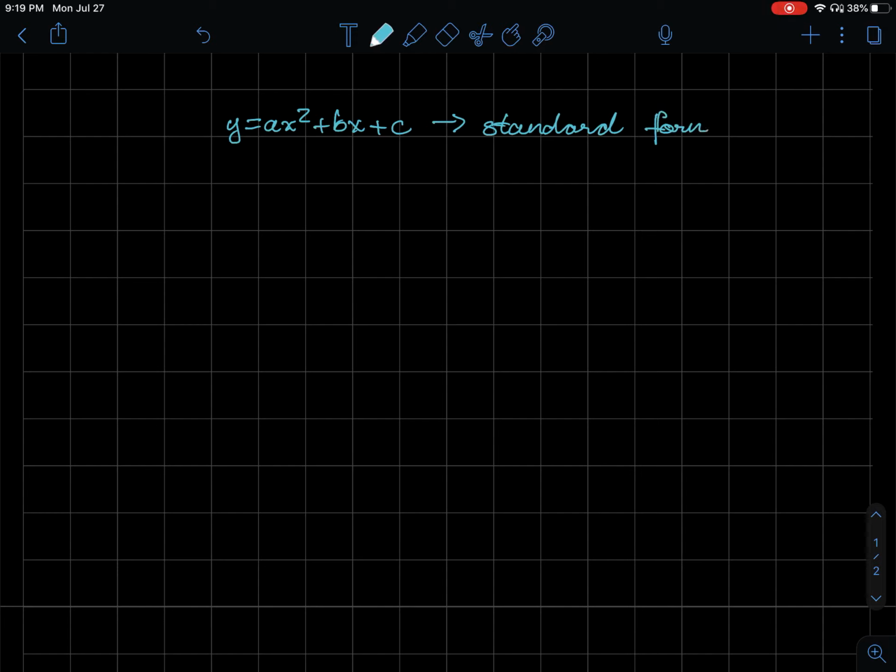Now, Vieta's formulas has something to do with the roots. And with the roots, you can write quadratic equations in another way. So the same quadratic equation we're going to write this way: y equals a into x minus r1 into x minus r2, where r1 and r2 are the roots. And this form is known as the factored form.